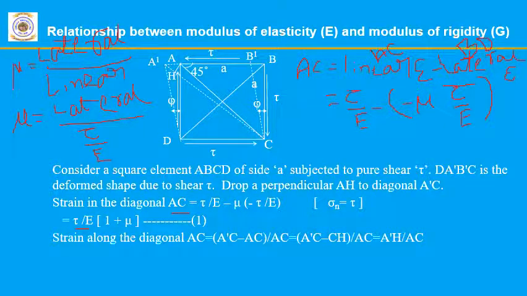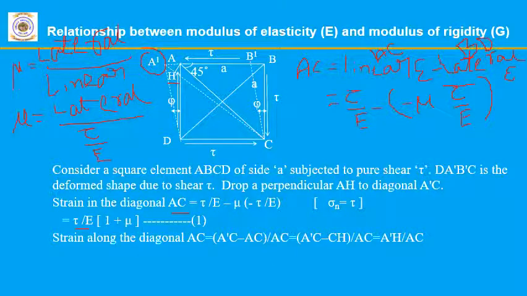Next, strain along the diagonal AC. If we consider the diagonal line AC, this dotted line represents the change in length, or increase in length, across the diagonal AC. We know the general definition of strain: change in length by original length. In this diagonal line, the change in length is A1H.